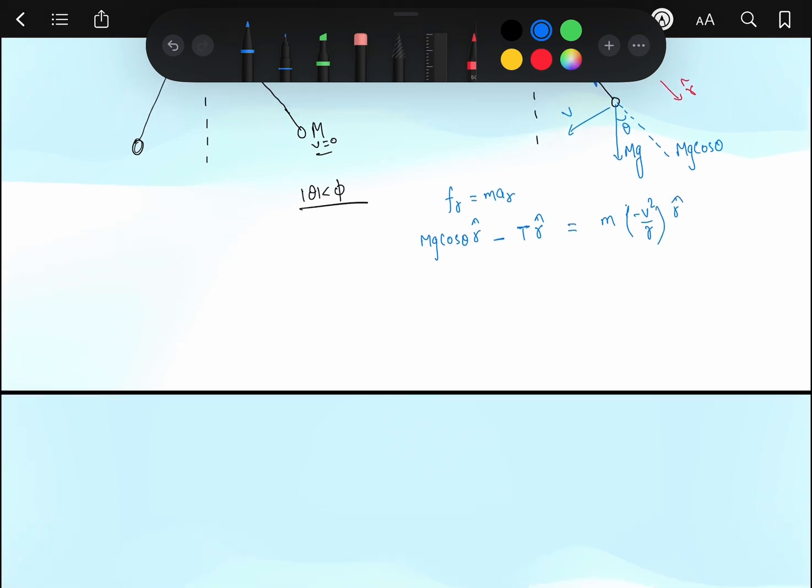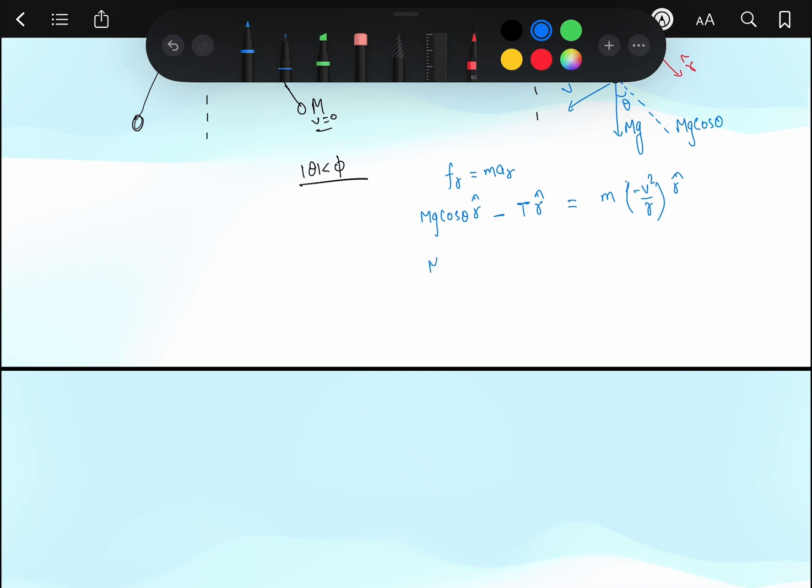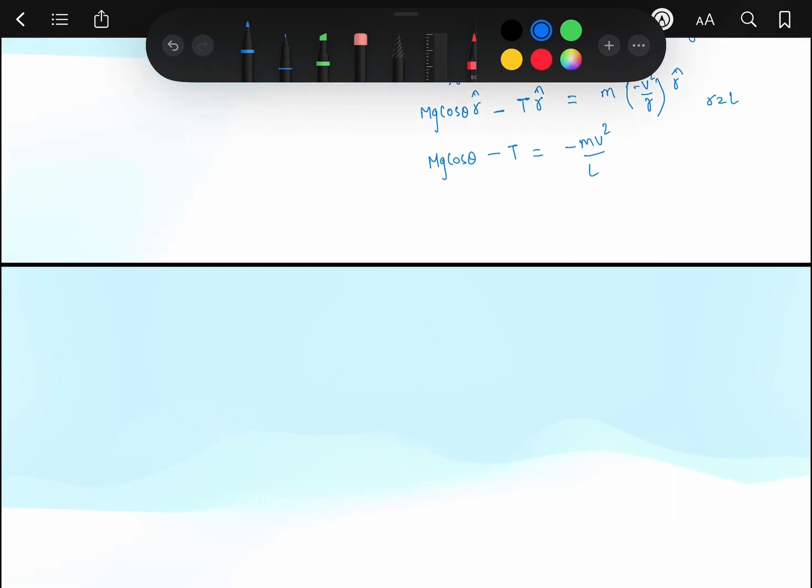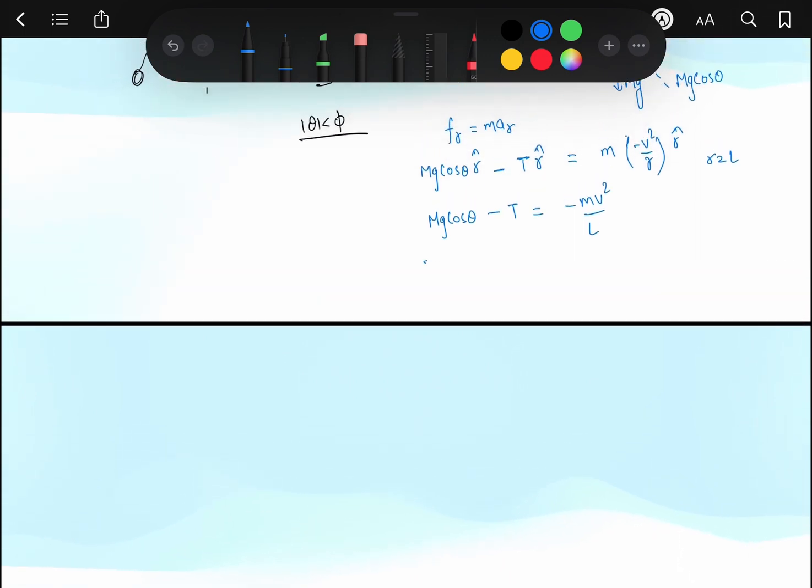So if I write only the modulus here, then it will be mg cos theta minus T equal to negative of m v square by r. And r is equal to the length of string, that is L. So if I take this negative sign here, then I can write this equation as T minus mg cos theta is equal to m v square by L. So this is our condition here. Let me call it equation number 1.